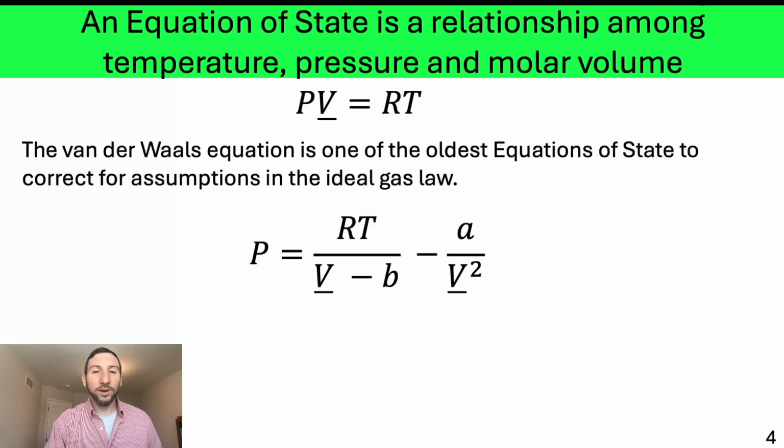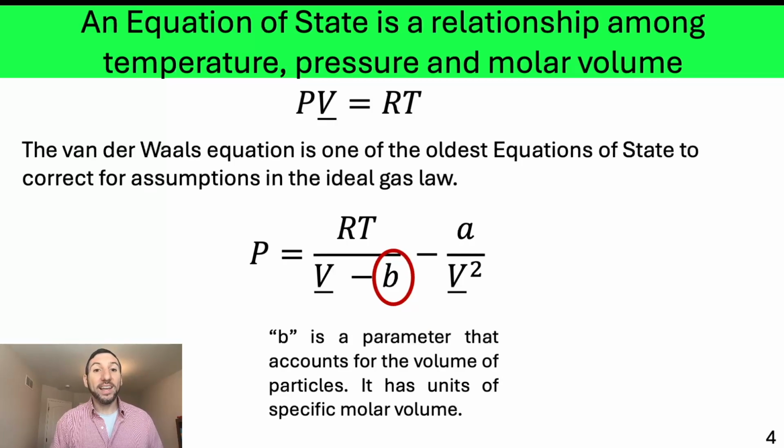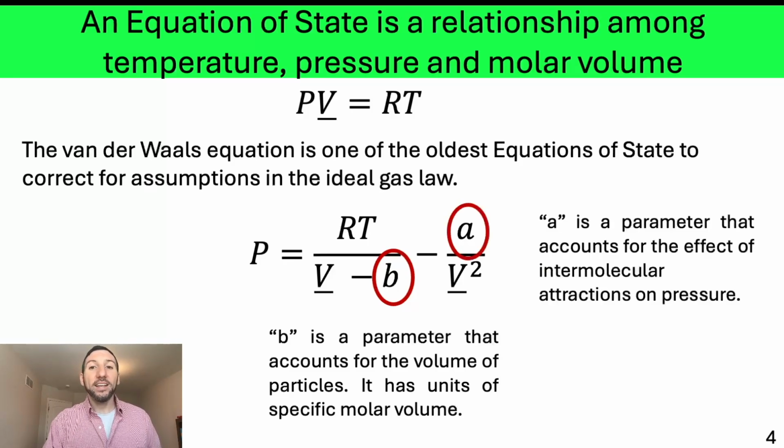And the van der Waals equation is the one I'm showing on the screen, where P equals RT over V bar minus b, minus a over V bar squared. I want to talk about those two terms, b and a. So b is a correction parameter that accounts for the volume of the particles. And as you look at the denominator, our b is going to have units of specific molar volume so that it works out with my V bar. The other term, a, is a parameter that accounts for the effect of intermolecular attractions on pressure.